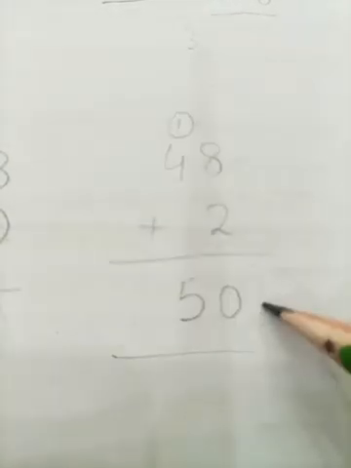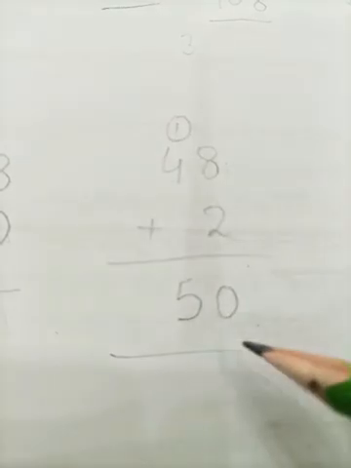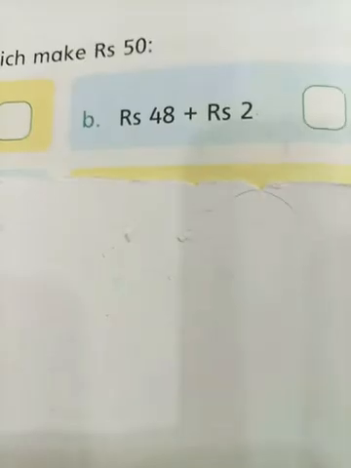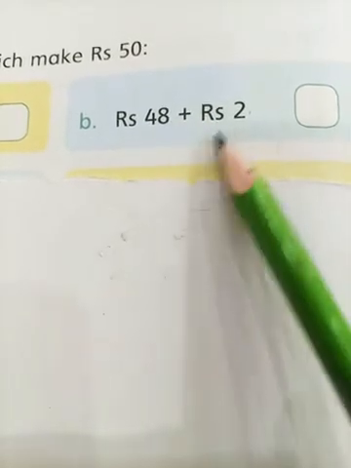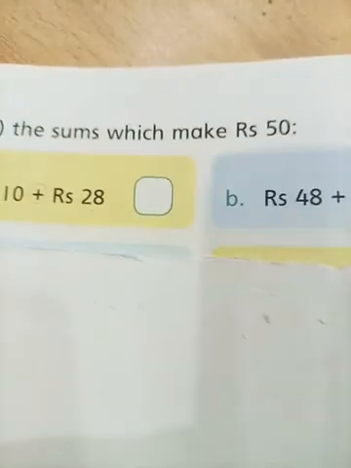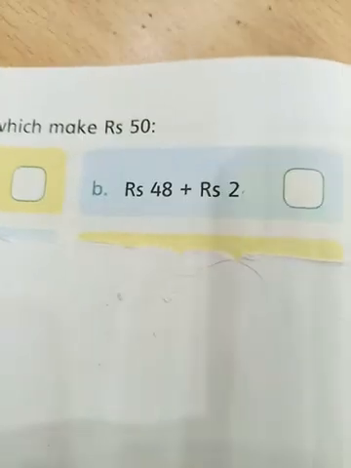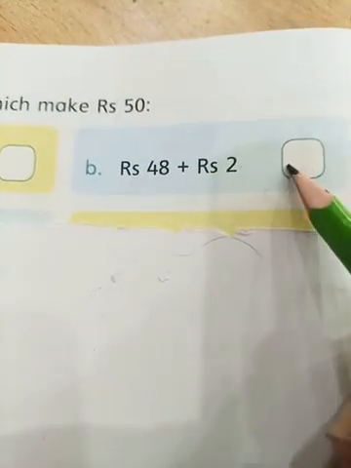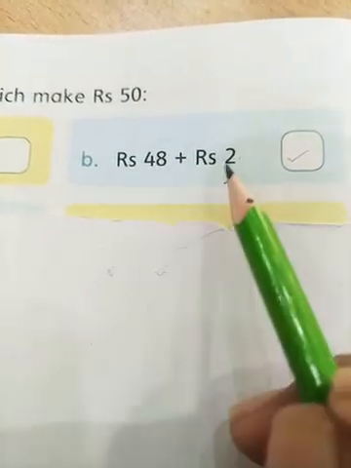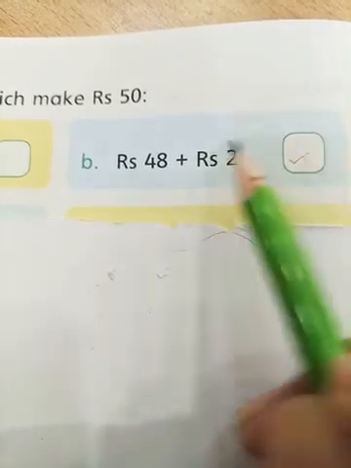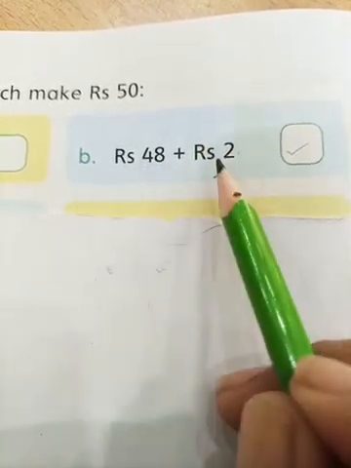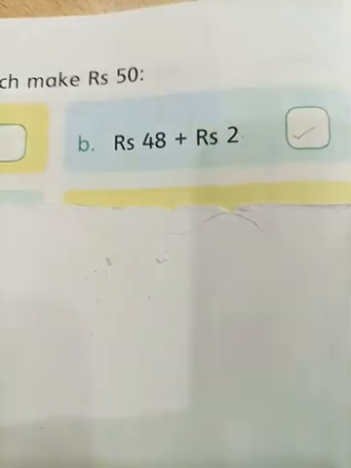Students, here is my required answer. So students, this is 50. As my answer is 50, as required in the statement, I will mark the tick here. Here is my tick. Students, 48 plus 2 is 50. Now here I have the 50 rupees, so I have marked a tick here.